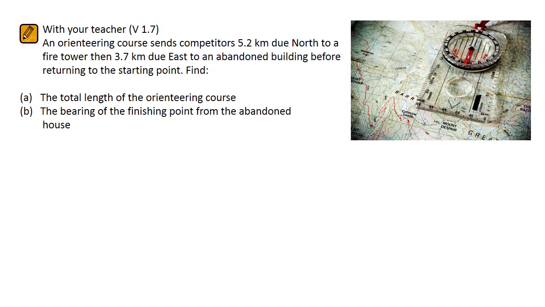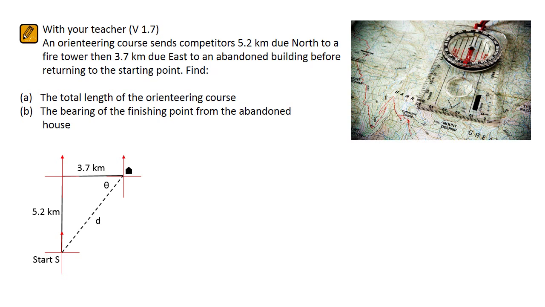You should draw a diagram for this. It should look something like this. Notice that each point where the competitor turned in their course, I drew a fresh compass rose to help indicate the direction. To find the total distance travelled, we just need to find the third side of that right-angled triangle.